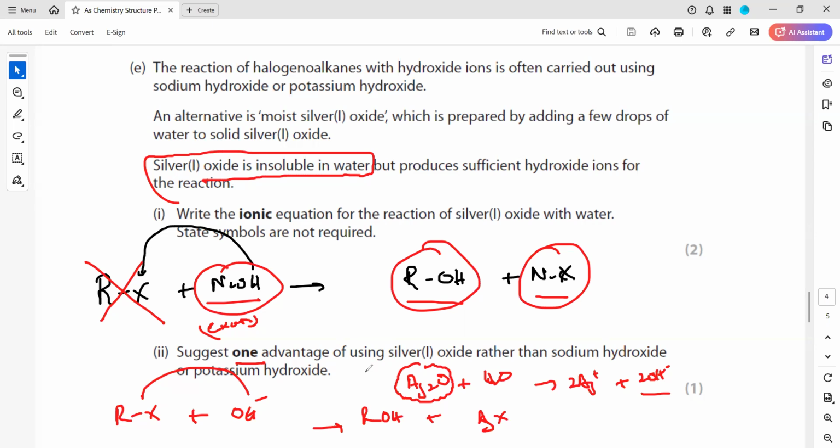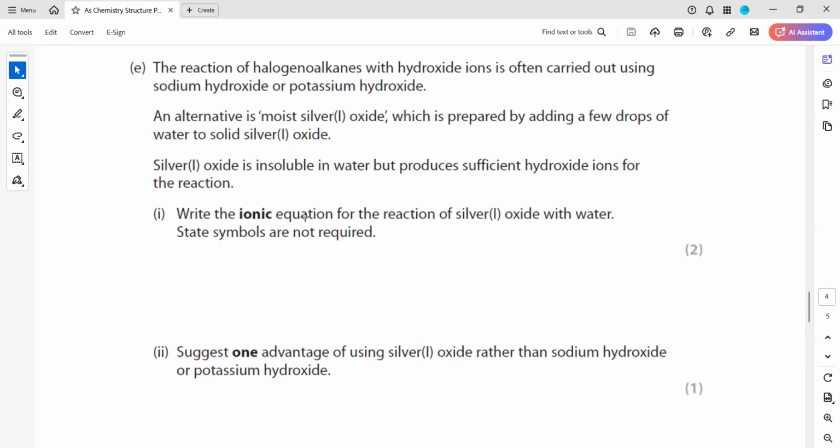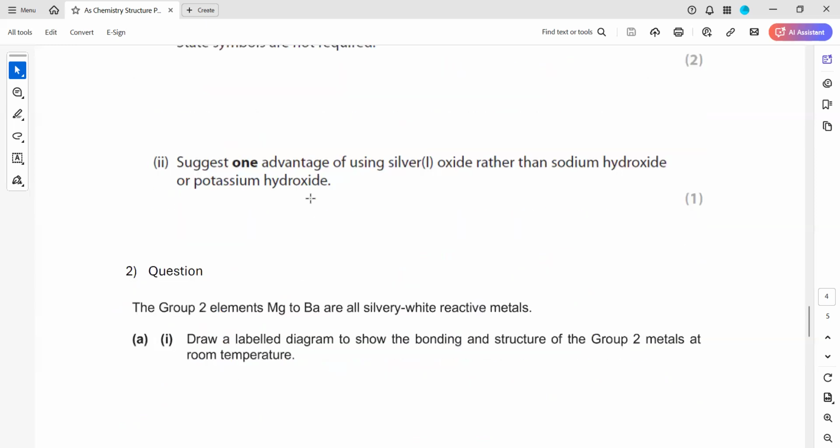So this unreacted silver oxide, which does not dissolve or produce a hydroxide ion, we can separate easily from the mixture by filtration. But here, unreacted sodium hydroxide or potassium hydroxide cannot be easily separated. So that is the advantage of using silver(I) oxide rather than sodium or potassium hydroxide. Is it clear? Part E1 and 2?